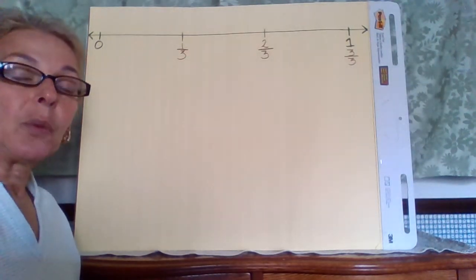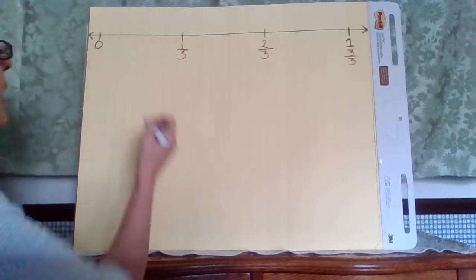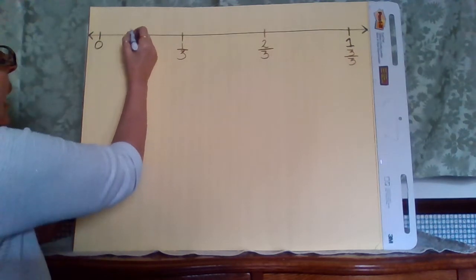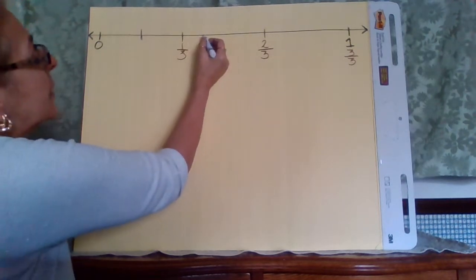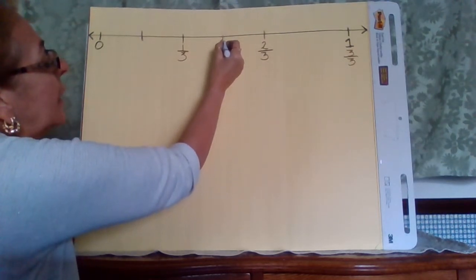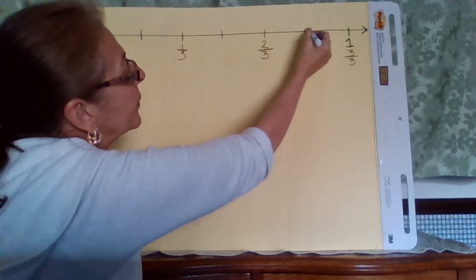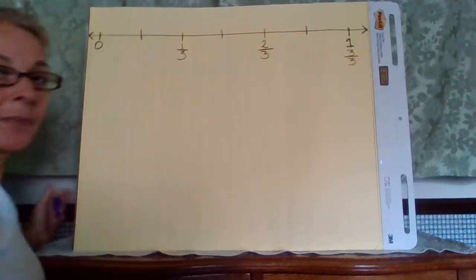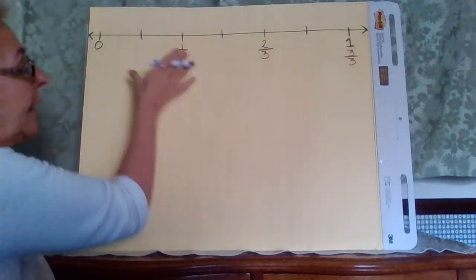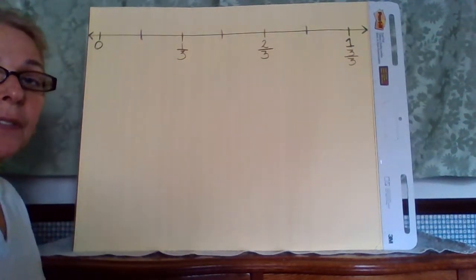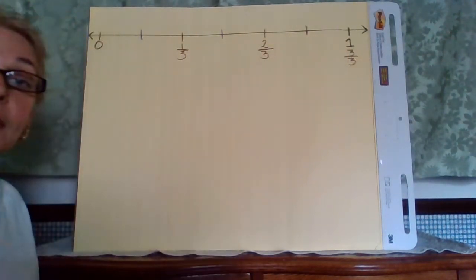Now, how many parts would we have on our number line if we doubled the number of parts? So I'm going to go ahead and double my number of parts that I have, and then I will go back and I will label them. Okay, so I just doubled the number of parts by splitting each third in half. So how many parts do we have now? 1, 2, 3, 4, 5, 6. Now we have 6 parts.